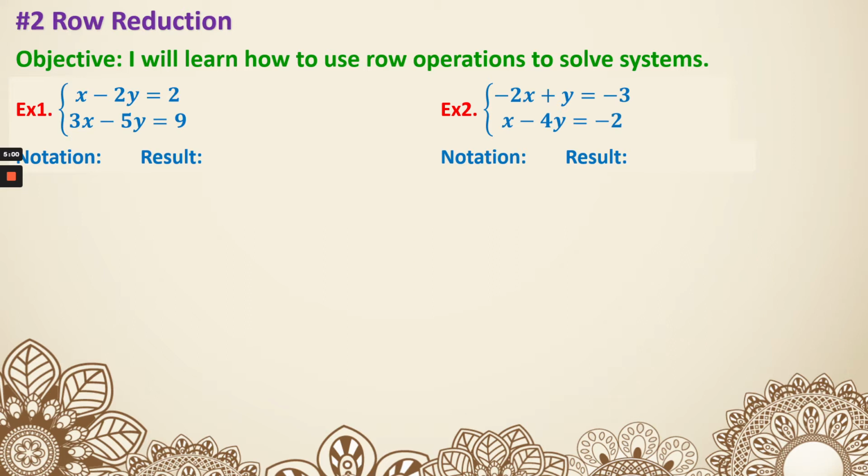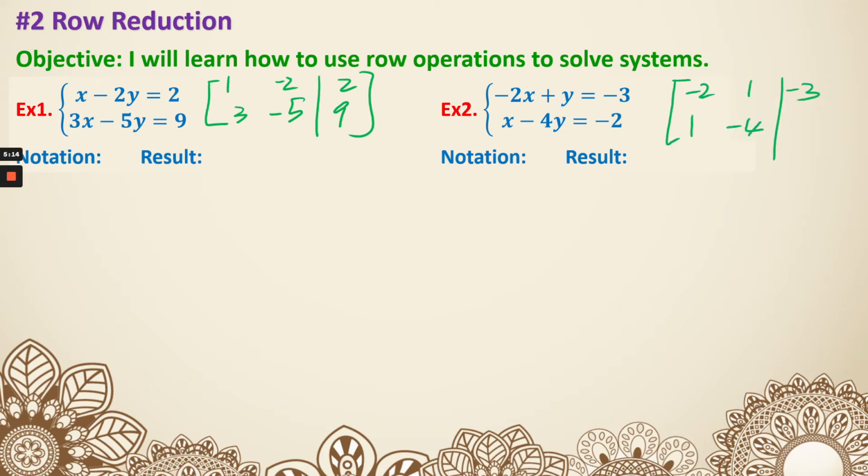So let's have a look. We begin by writing down the augmented matrices. 1, -2, 2, 3, -5, 9. I'll write it for example 2 as well. -2, 1, -3, then 1, -4, -2. Our goal is, I'm going to write it on the top, to get the coefficients to 1, 0, 0, 1, and then we may have a b right here.